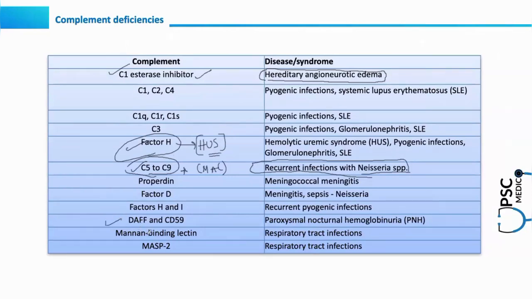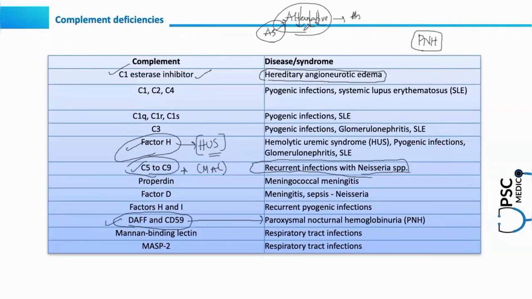And last but not the least, the DAF and CD59 components of the complement lead to paroxysmal nocturnal hemoglobinuria. The PNH part is not important for your exam, but what happens in PNH is, as I already told you, the alternate pathway. The alternate pathway does not require any antibody formation. It just requires a contact with an antigen, but it is under control, under check.